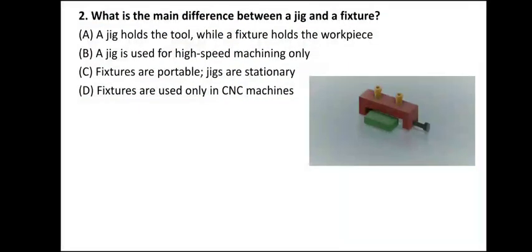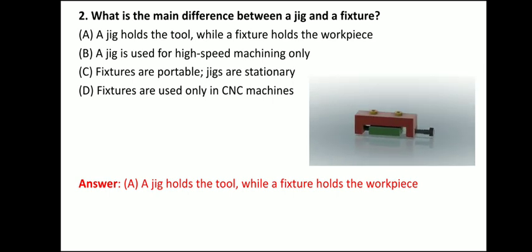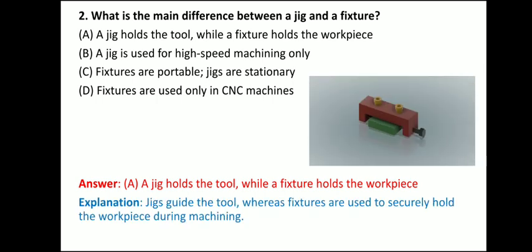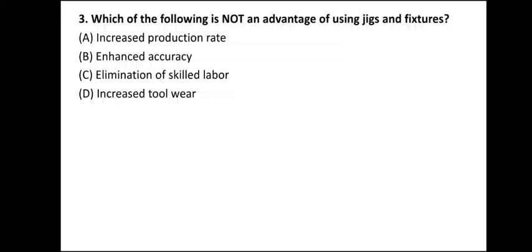Next question: what is the main difference between a jig and a fixture? This is a very common question. The answer is a jig holds the tool while the fixture holds the workpiece. So this is the difference between a jig and a fixture. Basically a jig is used to hold the workpiece and guide the cutting tool, whereas the fixture is used only to hold the workpiece. So a jig guides the cutting tool, whereas fixtures are used to securely hold the workpiece during machining.